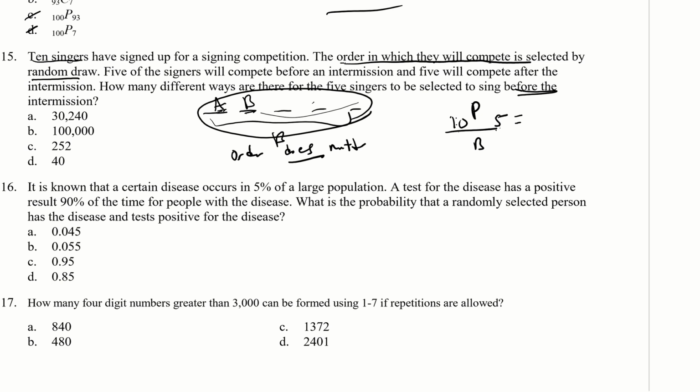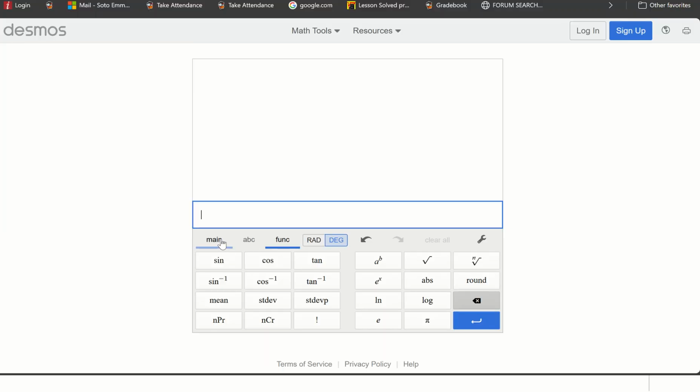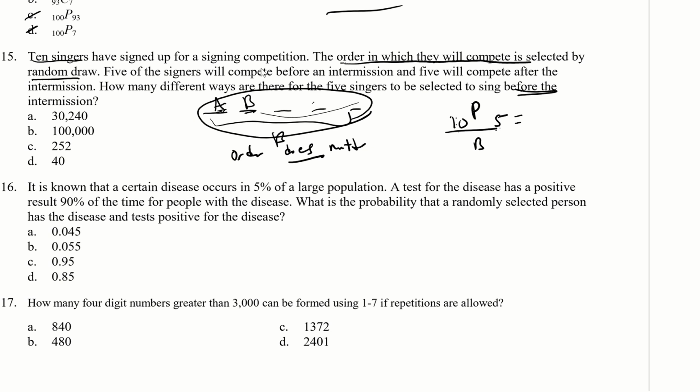Let's calculate that. Again, in Desmos, you go to Functions, and you've got permutation right there. So we have 10 people chosen 5 at a time. So 30,240. All right, guys, so here the answer is A.